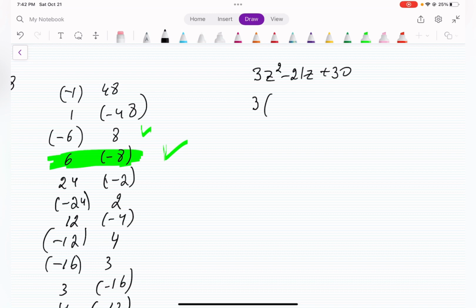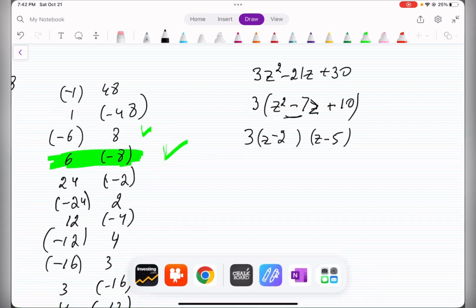If I take 3 out, I will have z squared. Negative 21 by 3, it's going to be negative 7z. And 30 by 3, it's going to be 10. Okay, so 3 stays there. Z and Z. Which combination of numbers will give me -7? Since 10 is positive, that means both numbers are positive or both numbers are negative. Now I'm looking at B. Since my B is negative, that means both numbers have to be negative. Otherwise, I won't get -7, right? It's going to be -2, -5. 3 times Z minus 2, Z minus 5.